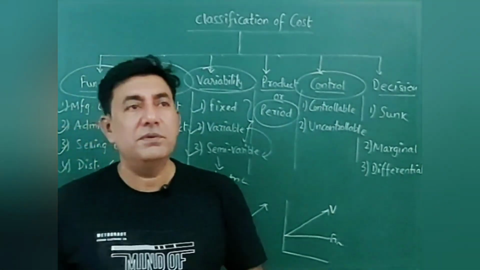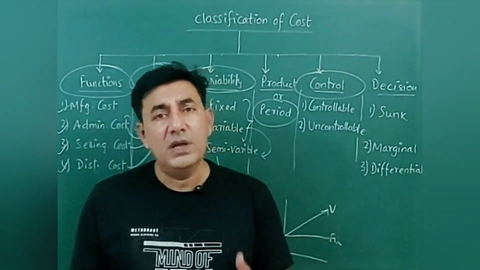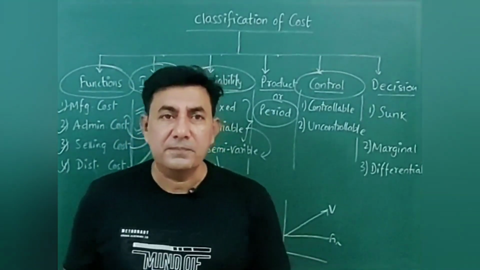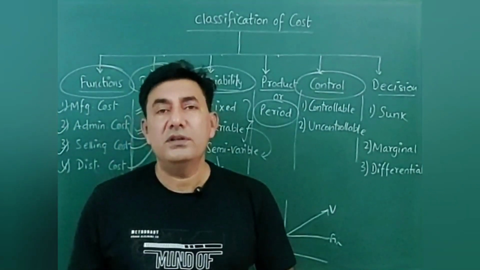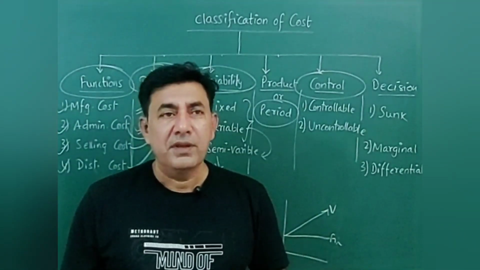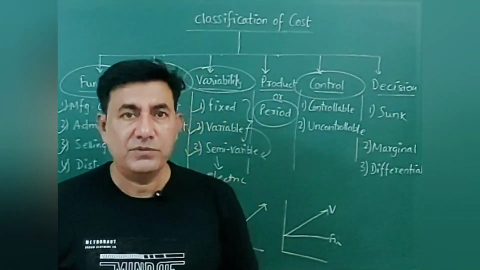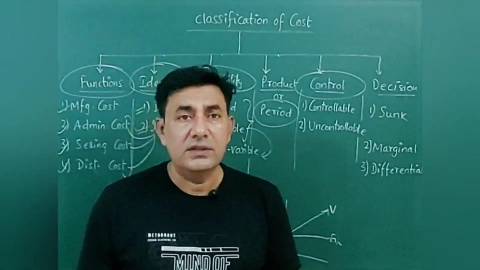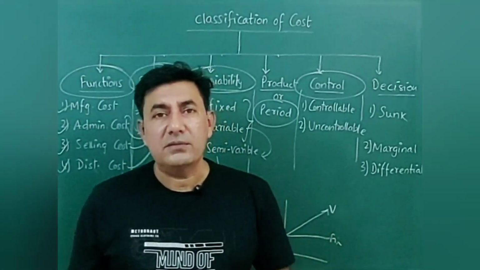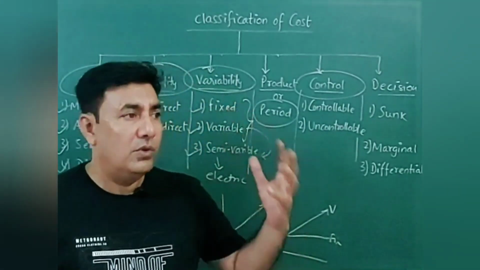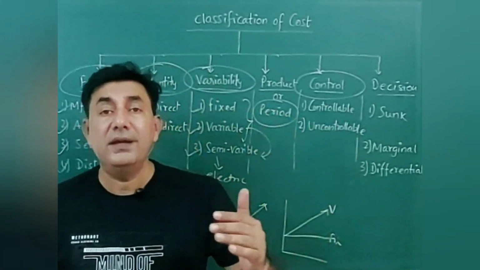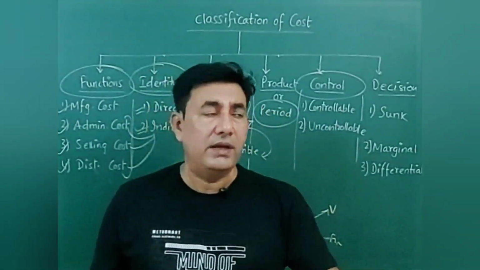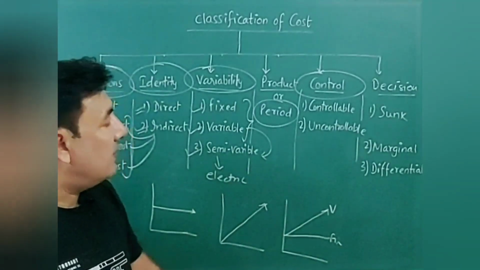Uncontrollable, there are a few costs which are uncontrollable, out of control, like rent, salaries. So you just have no control over this cost. You have to pay. Like for example, depreciation. Depreciation is also a cost. So you can't control that. You can't stop the machine from being depreciated or decreasing in value. So it is uncontrollable.